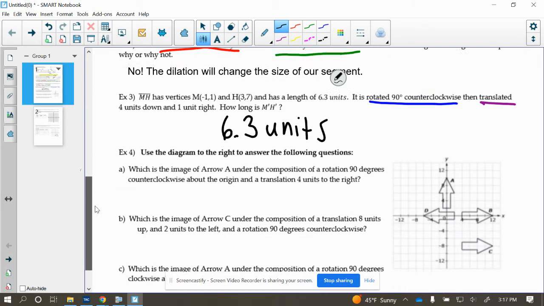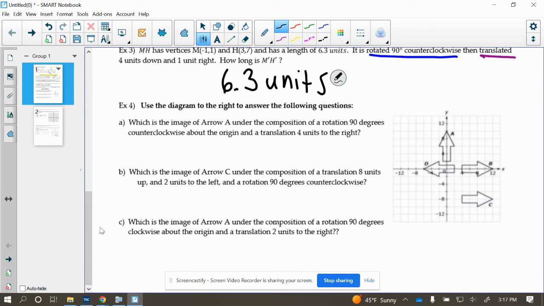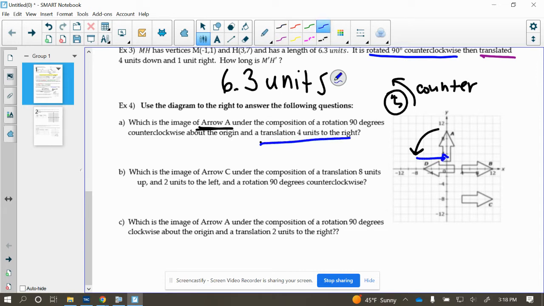Now, sometimes they are going to ask you to visually look at some of these things. So the first one is asking us to focus on arrow A in the picture. And they want us to rotate this 90 degrees counterclockwise. So reminder, we have our clock. Counterclockwise is going the opposite direction. So here, right, that's our counter. So we would be shifting it 90 degrees that direction. And then we are going to translate it 4 units to the right. So we're going to shift it over 4.